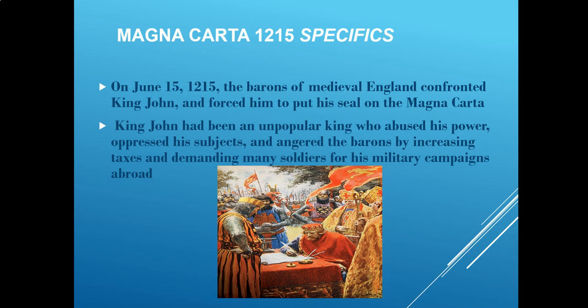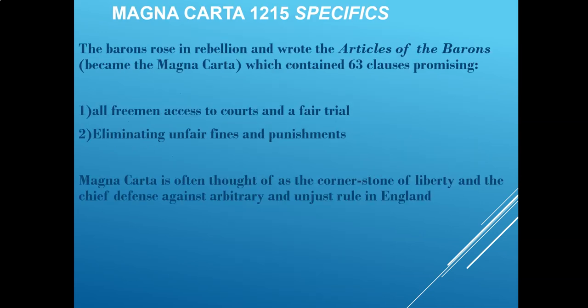King John had been very unpopular. He abused his power, oppressed his subjects, and angered the barons by increasing taxes and demanding many soldiers for his military campaigns abroad. So the king was being an absolute king, thinking that he could basically do anything he wanted. He could raise taxes. He could ask for people to go and fight for him. And this actually brought a whole bunch of conflict between those people that had the money and the king himself. So the Magna Carta, in a way, was there to put a stop on the king from doing whatever he wanted.